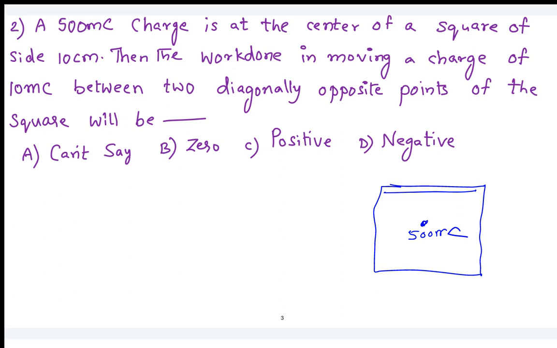So you can see here there is a 500 millicoulomb charge located at the center of the square, and the dimension is 10 centimeter here. Then you need to find out how much work you have to do in moving a charge of 10 millicoulomb between two diagonally opposite points. Suppose this is the first point A and this is your second point B. I want to move the 10 millicoulomb charge from point A to point B. So what should be the work done I have to do? What will be the approach?